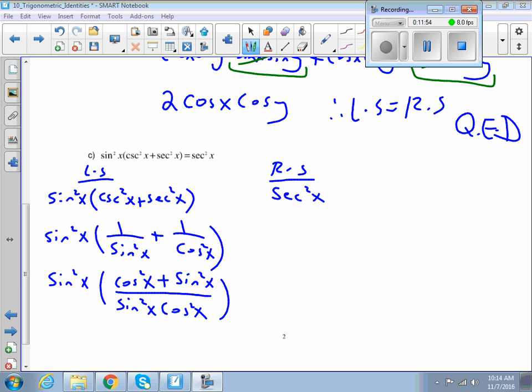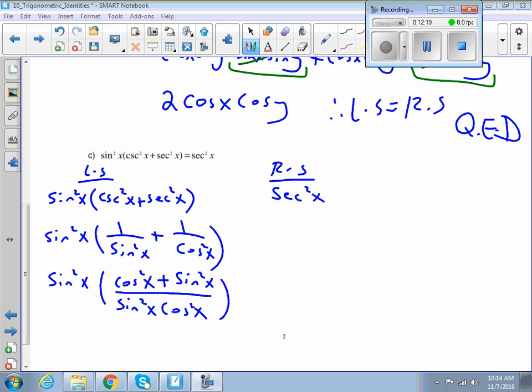I cannot add them until I find the common denominator. So essentially in the next step, I just find the common denominator, which is sine squared x cos squared x, and then I have to multiply 1 by cos squared x for the first fraction and 1 by sine squared x for the second fraction. So now I have sine squared x times the bracket cos squared x plus sine squared x, over sine squared x cos squared x. Now, what do you suggest I do?